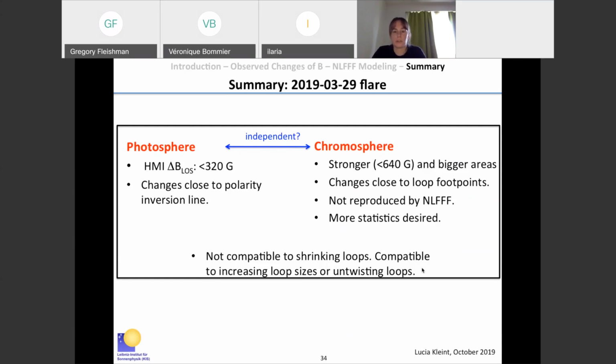The chromospheric changes are not yet reproduced by models, and it would help to have more statistics instead of just this one flare. What the changes tell us is that this is not really compatible with shrinking loops. It might be compatible with increasing loops, which, however, have not been seen, or loops that untwist. Hopefully, future observations will have full Stokes polarimetry, not just Stokes V, which will allow us to determine the three-dimensional magnetic field. Thank you very much.